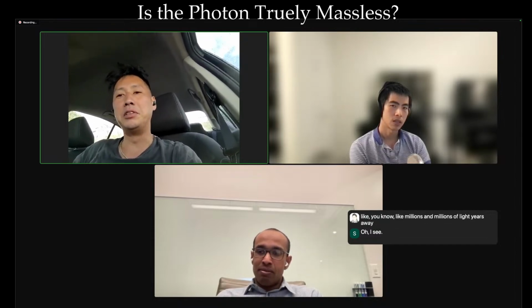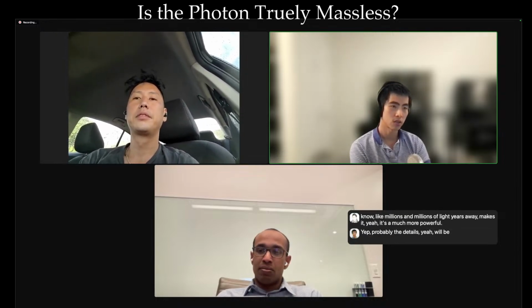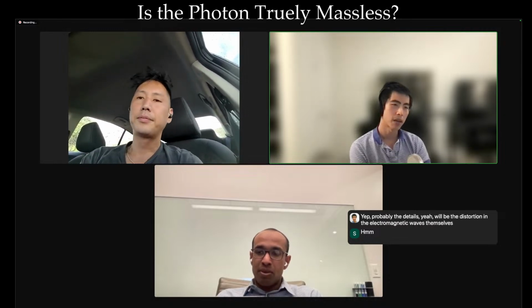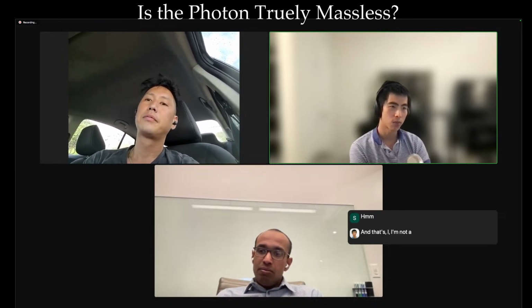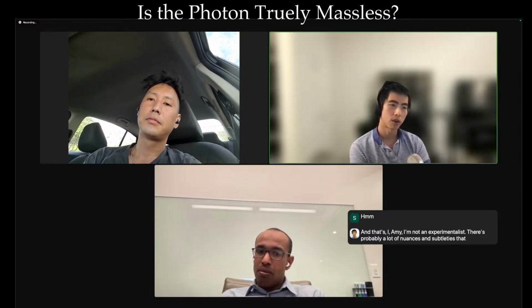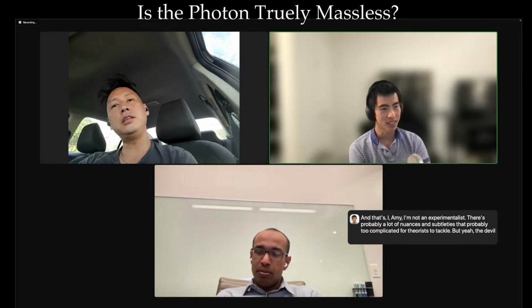Makes it much more powerful. Yep. Probably the details will be the distortion in the electromagnetic waves themselves. I mean, I'm not an experimentalist. There's probably a lot of nuances and subtleties that are probably too complicated for theorists to tackle. But yeah, the devil will be in the details, I imagine.